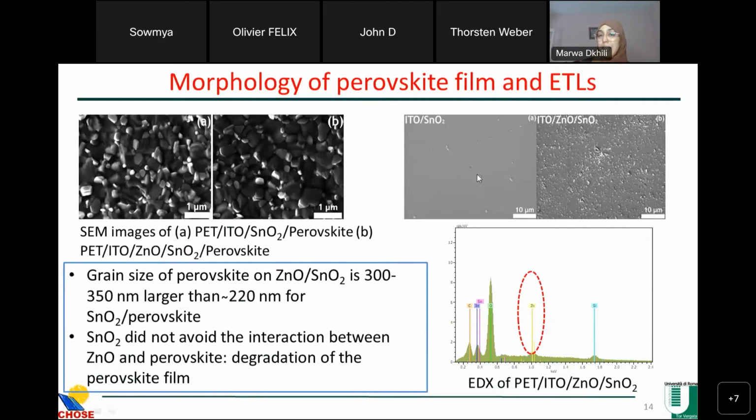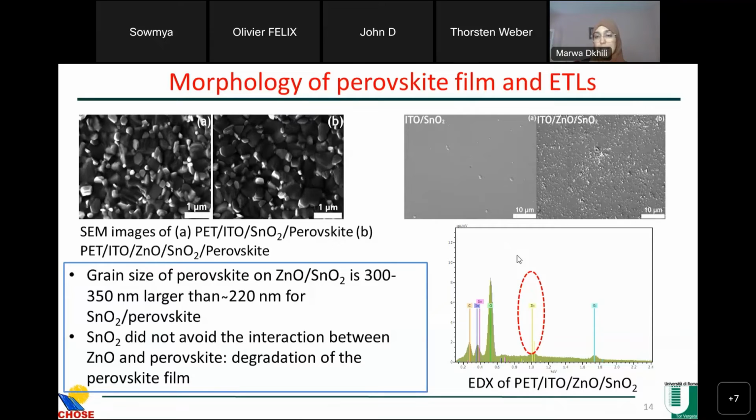Whereas for the same images of the ETLs, for the tin oxide only and zinc oxide tin oxide bilayer, we can see that the surface of the zinc oxide tin oxide was rougher than the tin oxide nanoparticles only, which can be attributed to the granular nanoparticles of the zinc oxide.